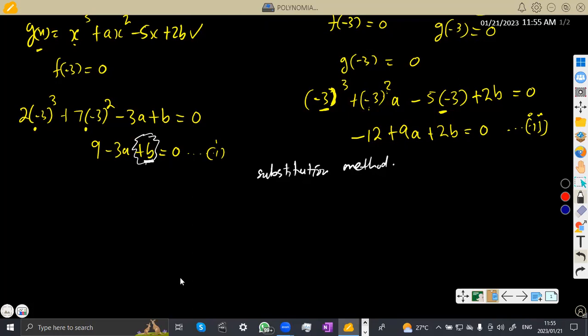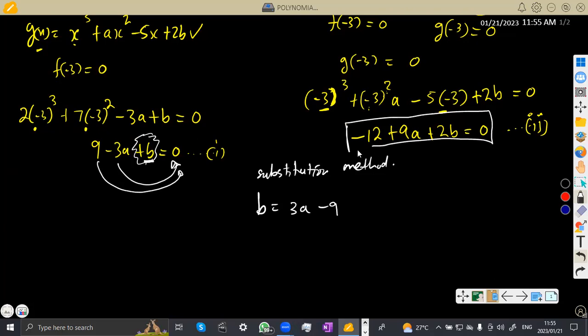I'm going to make B the subject of the formula. So B is equivalent to, transposing, negative 3a becomes positive 3a, and 9 to this side becomes negative 9. On the other hand, I'm given this equation as it is. So I have to substitute, because I now have equation 3. I'm going to substitute equation 3 into equation 2, not the first one, because that's where you made B the subject.